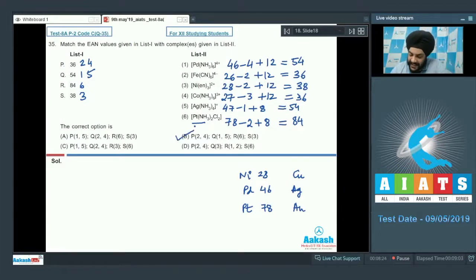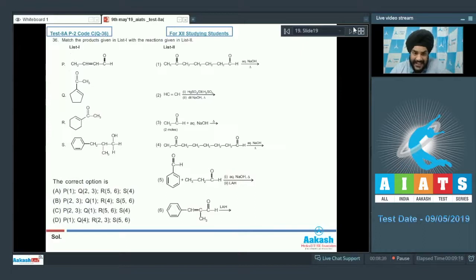Let us look at the next question now. Question number 36. Match the products given in list 1 with the reactions given in list 2. If you look at the reactions first, we'll start with list 2 again, students. So this dicarbonyl compound is subjected to the aldol conditions. There are two possibilities. There are two types of alpha hydrogens.